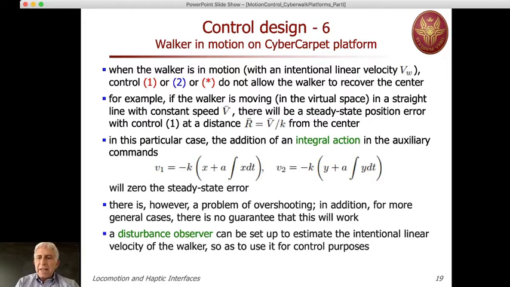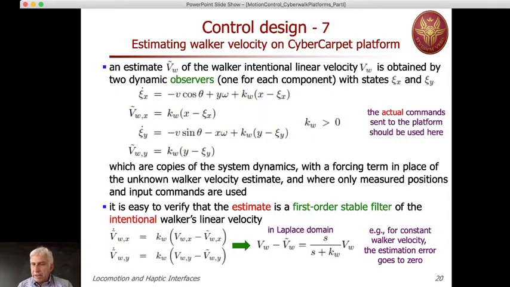This disturbance observer is intended for estimating the intentional linear velocity, what we call capital VW of the walker. And of course, then we will use this for control purposes. The idea is pretty simple. We have two coordinates to estimate: the linear velocity along the x direction and along the y direction, the intentional linear velocity of the user. So VW is a two-dimensional vector, in fact. We have the dynamics of x dot and y dot, so we make a copy of this dynamics. In fact, we use two additional states, xc and yc, which are intended to be copies of the dynamics along x and along y, which is affected by the intentional linear velocity VW.